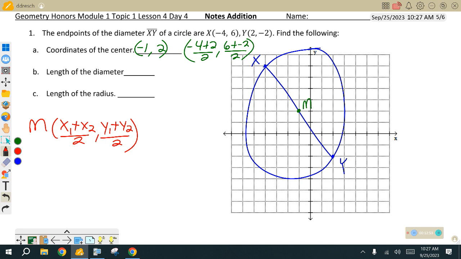How are you gonna go find the length of the diameter now? Times the original length. But do I know the original length though? So I gotta find the length though, right? So how am I gonna go find the length, guys? Did somebody say that? I'm gonna go do my other formula, my distance formula. So go do me my distance formula.